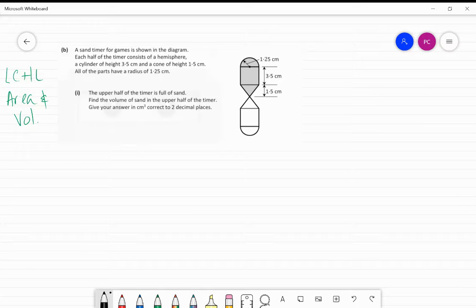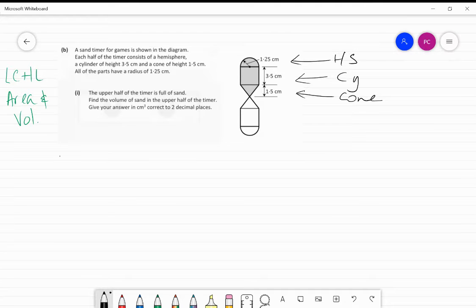It's a 3D object, so you have to be able to visualize it in 3D. And it tells you it's a hemisphere at the top, a cylinder in the middle, and then a cone at the bottom. And it asks you to find the volume of that grey shape on the top of the sand timer.